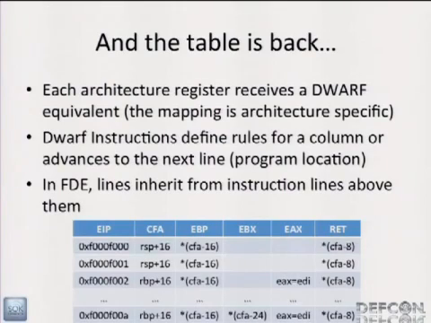So just to bring the table up one more time, each architecture register is mapped to a DWARF register number. These mappings are architecture specific. They're pretty well documented for the most part. There's a mapping in the x86-64 ABI for x86-64. You can find mappings for SPARC, etc. So each DWARF instruction either defines the rules for a particular column or advances to the next line of the table. And in general, table rules inherit from the lines above them as a compression mechanism.